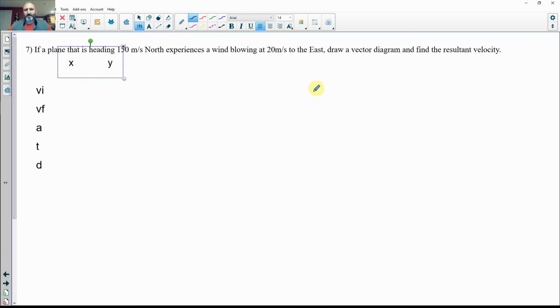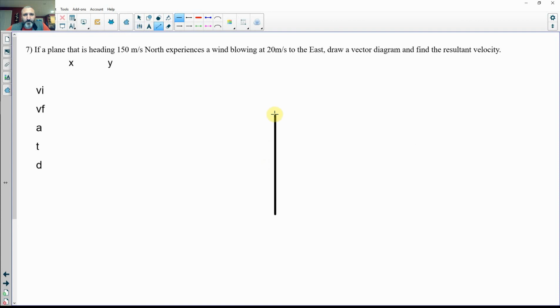I like ending on a nice easy note. This is just a riverboat problem, even though it's not a river, it's an airplane. Plane heading north at 150 meters per second, experiences a wind blowing east at 20 meters per second. Draw a vector diagram, find the resultant velocity.